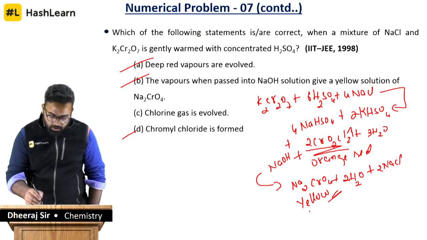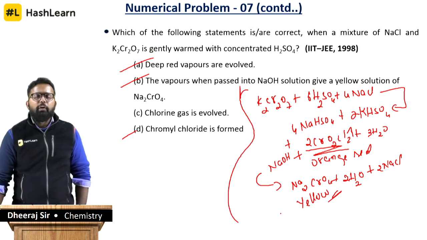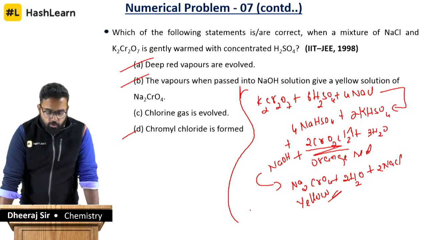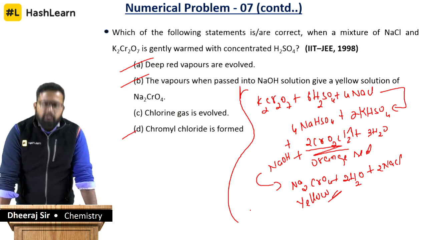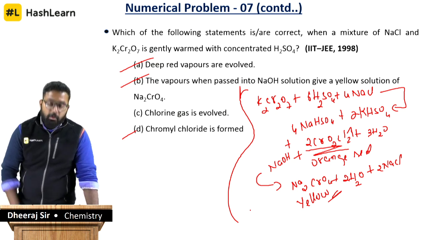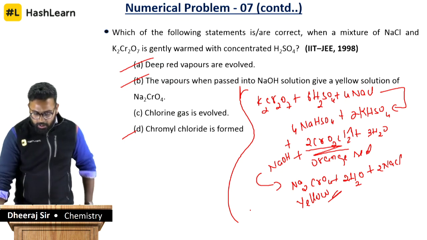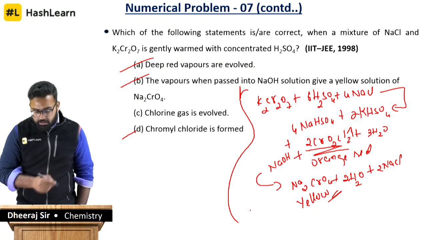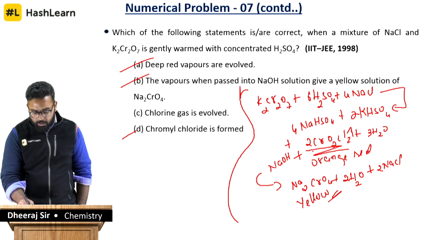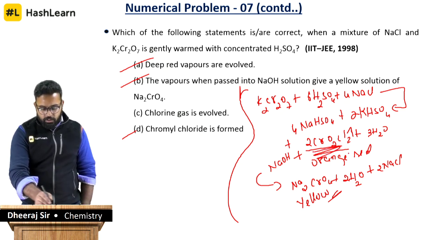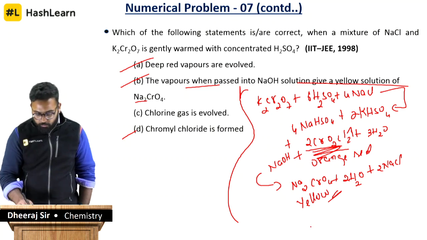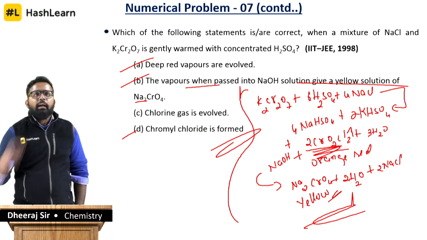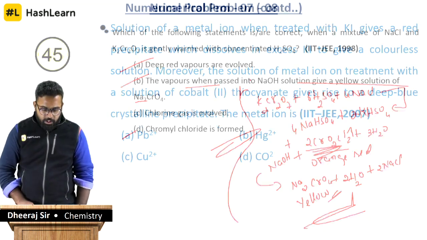So this is one of the tests that you guys do in the laboratory, guys. If you have been to a laboratory as of now, what are the tests present to check the presence of chloride? It is the chromyl chloride test, and the chromyl chloride test involves all of these steps. And if I'm asking you a question to do with the chromyl chloride test, straight away you can answer deep red vapors. The deep red vapors are due to the presence of chromyl chloride. The vapors when passed into NaOH give a yellow solution of Na2CrO4. I've given you the reaction. Chromyl chloride is formed. That is also part of the reaction. So good. I've given you the answers pertaining to this question.